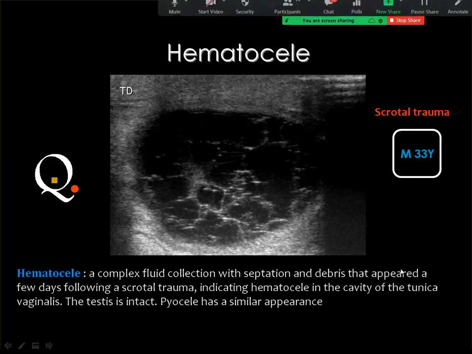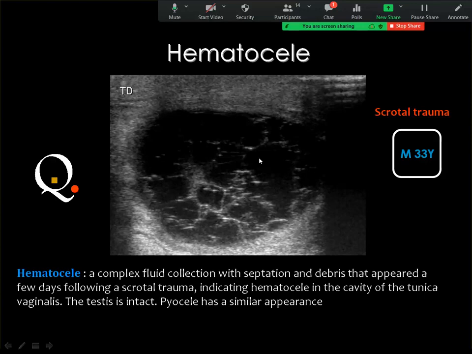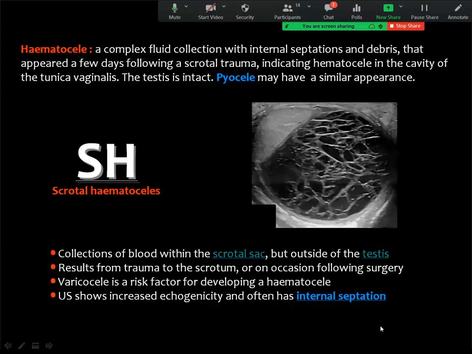There are two lesions that can produce a septated multilocular intrascrotal lesion like this. The first one is hematocele, the second one is pyocele. Of course, the differential diagnosis between both is through the clinical data. If the patient had a history of trauma, this is hematocele. If the patient has a swollen scrotum, very painful, very tender, with fever and so on, you suspect the pyocele. As I have mentioned, pyocele may have a similar appearance. These are the only two lesions inside the scrotum having this multilocular configuration: the scrotal hematoma or hematocele and the pyocele.